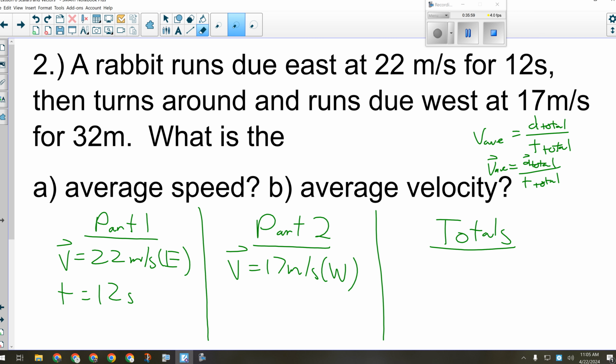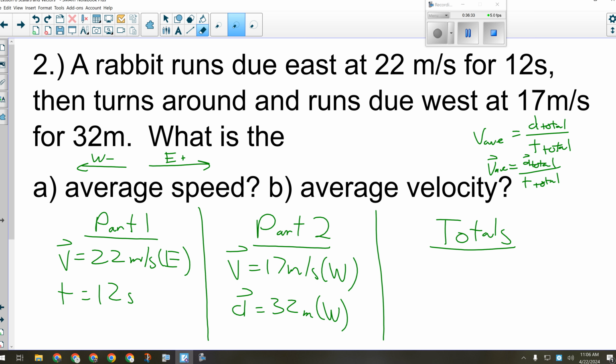All right, I've got opposite directions here, so I'm right away also going to do this. Okay? East is positive, west is negative, just so I remember that. And then this happens for 32 meters west. Now they didn't tell me outright that the 32 meters was west, but they told me the rabbit was running at 17 meters per second west. It has to go west then. That's just one of those assumptions that I can safely make.